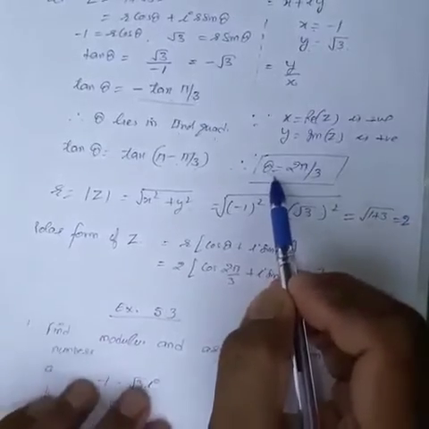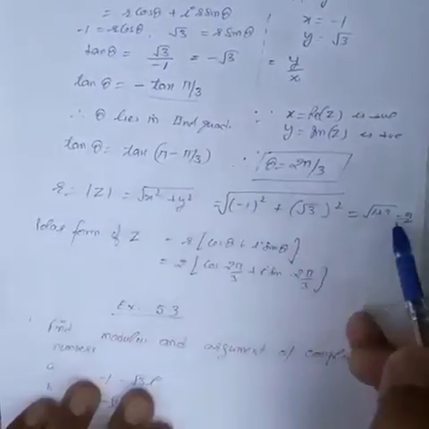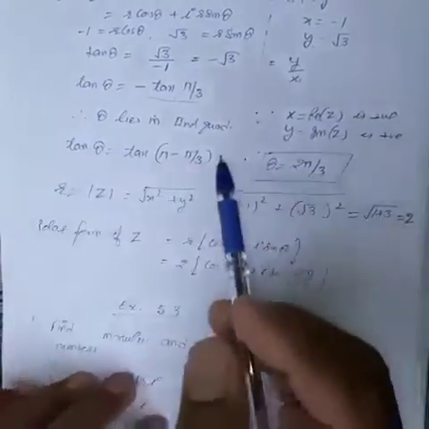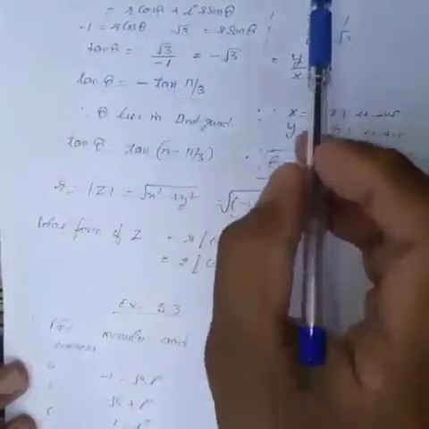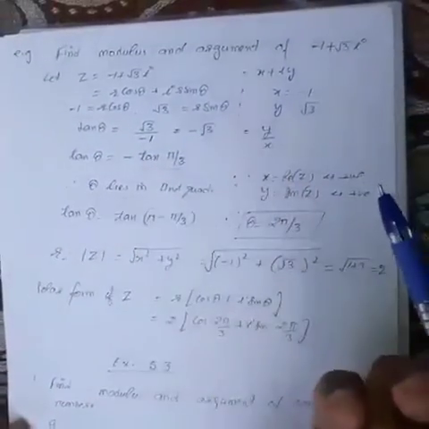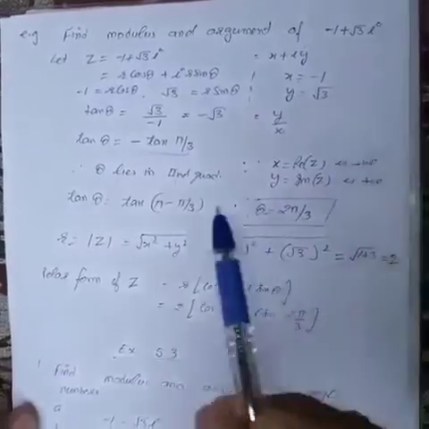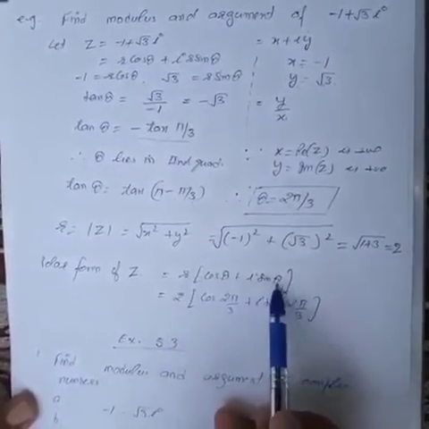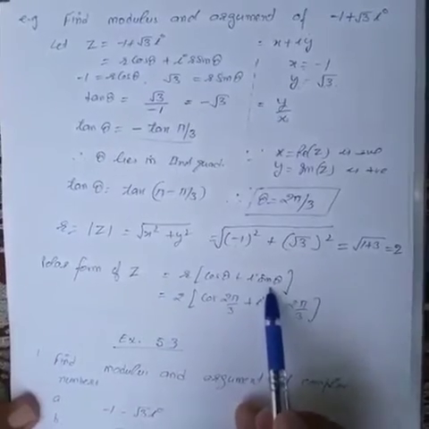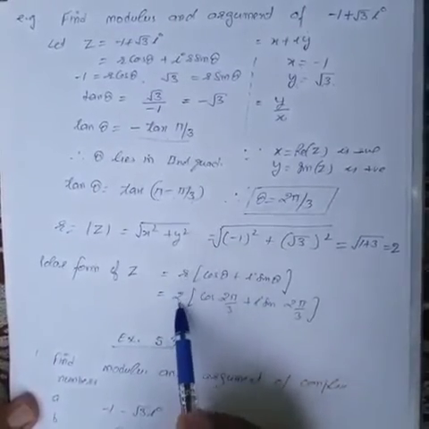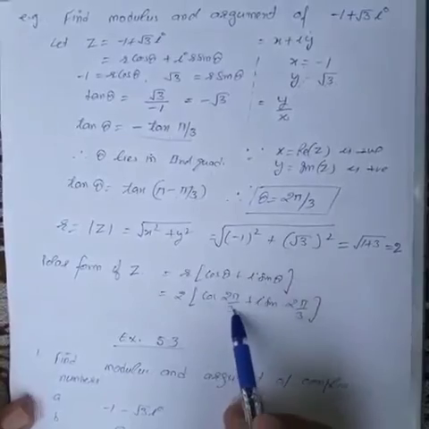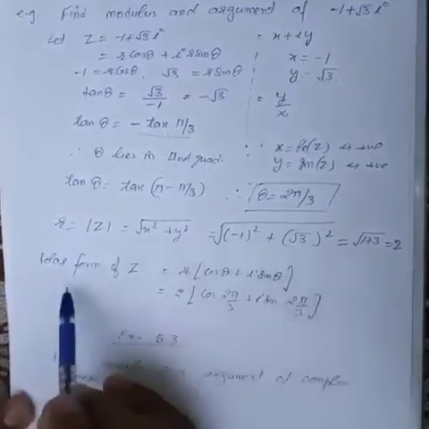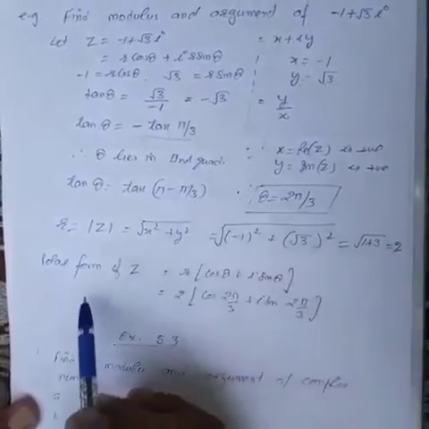So this is the argument of z, and this is the modulus of z, which is r. Now if you have to write this complex number in the polar form, then you will put the values here, r into cos theta plus iota sin theta. This is the polar form of the complex number. You put the value of r, it is 2, and the value of theta is 2 pi by 3. This will be the polar form. If it is required, you can calculate like this.